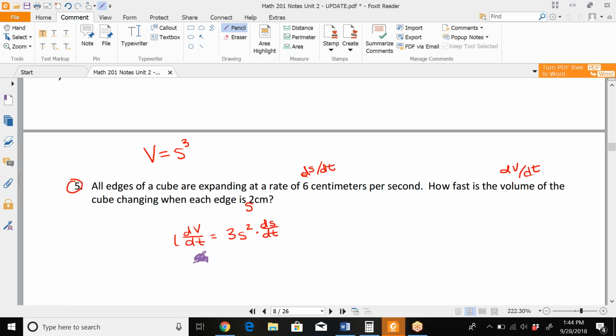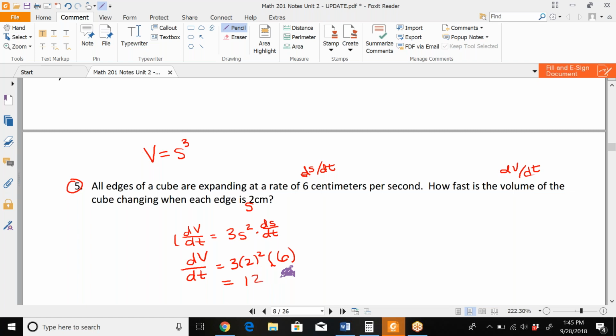Okay, so then we plug in what we know. So we don't know dV dt, and timesing it by 1 doesn't really change anything. So this is what we're solving for. We know s is 2, so that's 3 times 2 squared. ds dt is 6. So we just need to work out the right side. So this is 3 times 4, so that's 12. And then times 6.